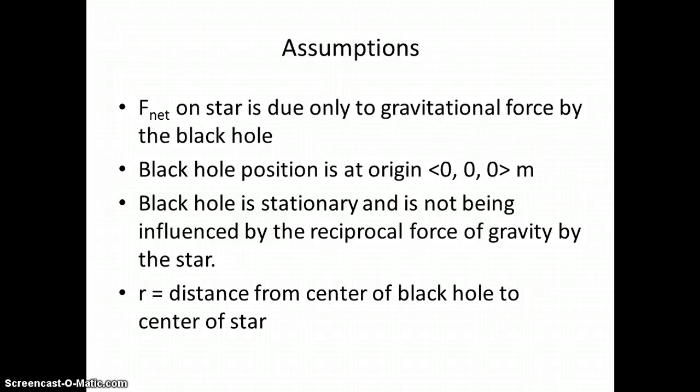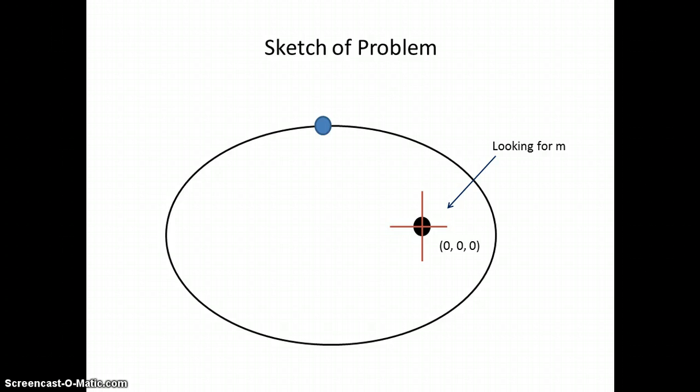Assumptions for this lab are that F-net on the star is due only to the gravitational force by the black hole, that the black hole's position is located at the origin and is stationary, and that our distance, r, is from the center of the black hole to the center of the star. This is a sketch of the problem. We have our star orbiting around a black hole, and we have our black hole situated at the origin of our XY axis.